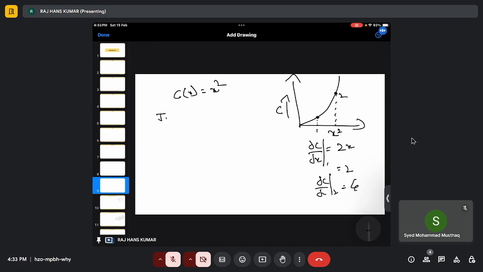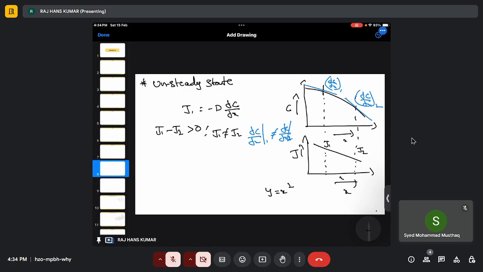Then J1 minus J2 is not equal to 0. That means either J1 is greater than J2 or J2 is greater than J1, right? Here we just assume that J1 is greater than J2. Okay, because it is falling. For simplicity, we are just taking J1 and J2, flux is not a linear function of x. Okay.